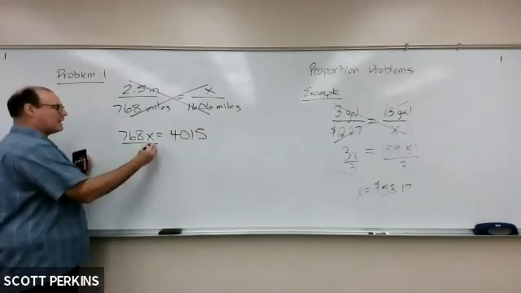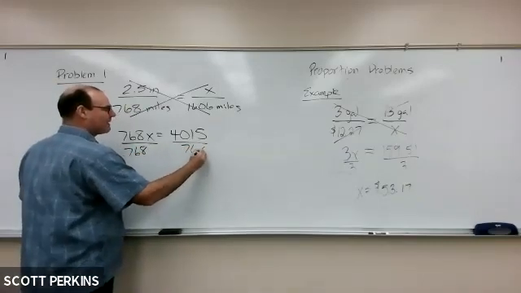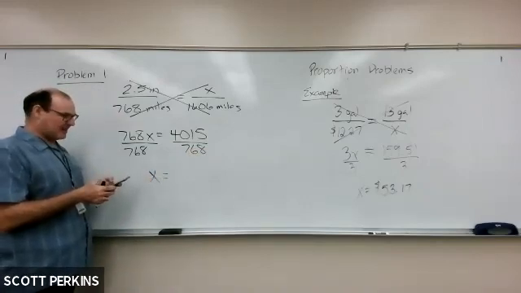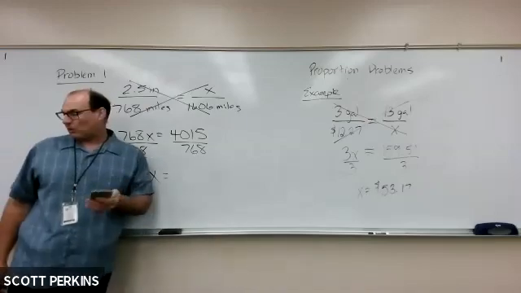So I've got 768 times X is equal to 2.5 times 1,606. And that is equal to 4,015. There you go, just like I was told. And now I'm going to divide both sides by 768. And when I do that, I have 4,015 divided by 768 is 5.22 and a whole lot of change.